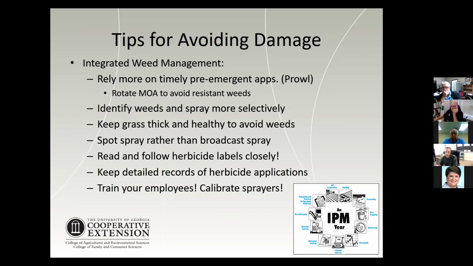Keep good records of your herbicide applications. That's going to help you. If you ever do get called into a courtroom, that's what those records are for. They're to protect you. And make sure you calibrate your sprayer so you're not spraying too much or too heavy in certain areas and that sort of thing that might cause damage to trees and other plants.